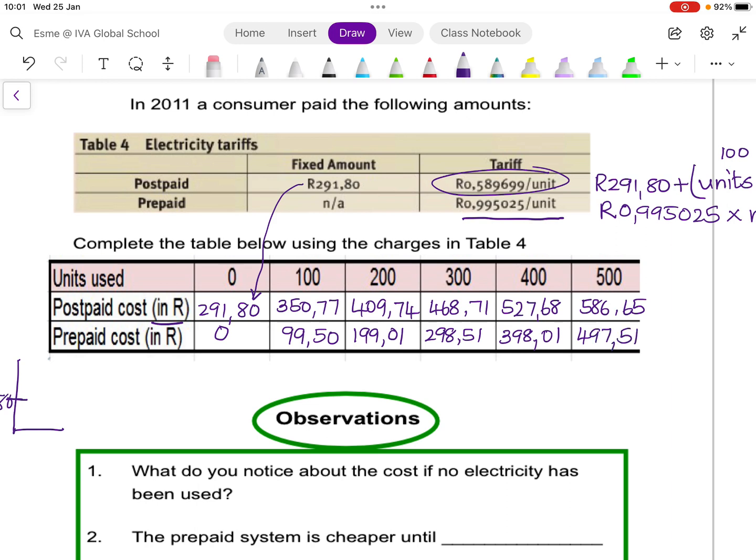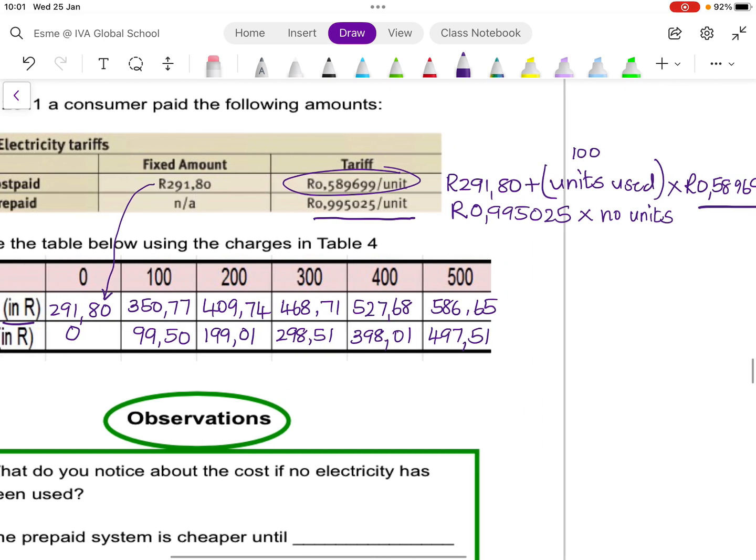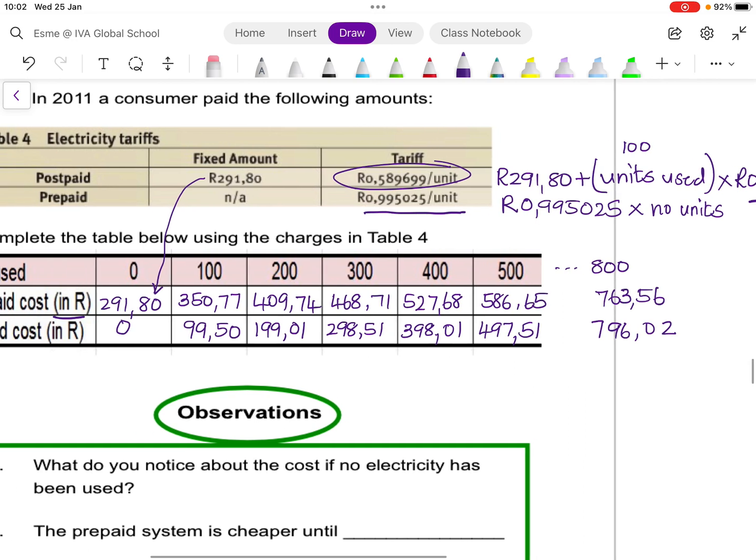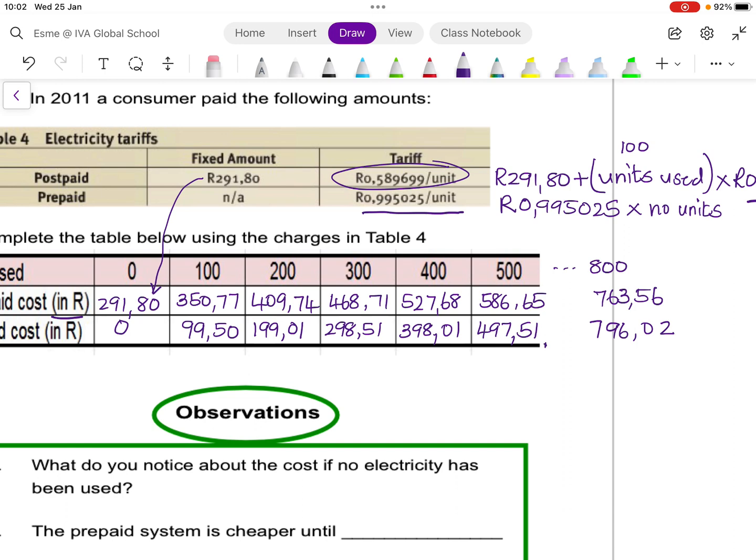497.51. Right, now from the table, we can see that I haven't reached the break-even point yet. So I would have to extend my table, and I would carry on. I'm going to give you the value for 800 units used. It would be 763.56, and the prepaid would be 796.02. So all the way up to this point, prepaid was less. As soon as I go higher up, it becomes more.